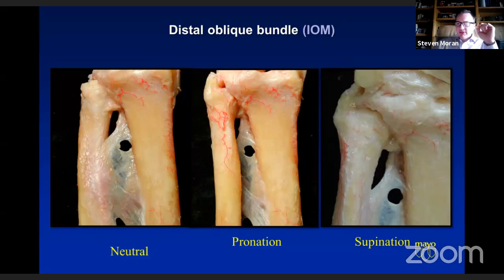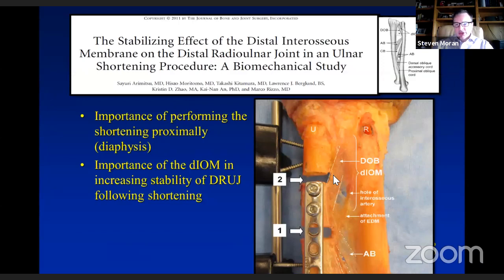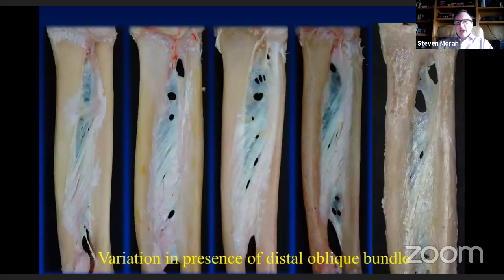The other component that I haven't mentioned and I'm leaving for last is the interosseous membrane. The distal oblique bundle has gained a lot of attention recently as serving as an important secondary stabilizer in preventing translation of the ulna against the radius. This is just a picture of the distal oblique bundle of the interosseous membrane as the patient moves from neutral to pronation and supination here. And it has been found by Dr. Rizzo, one of our partners, to be an important secondary stabilizer of the DRUJ. In fact, during a shortening procedure, it's this ligament that is tightened, and it's thought that that's why ulnar shortening procedures help to stabilize patients with this amount of variation in the interosseous membrane. And not every patient has a stout dorsal interosseous oblique ligament. So it's difficult to tell.